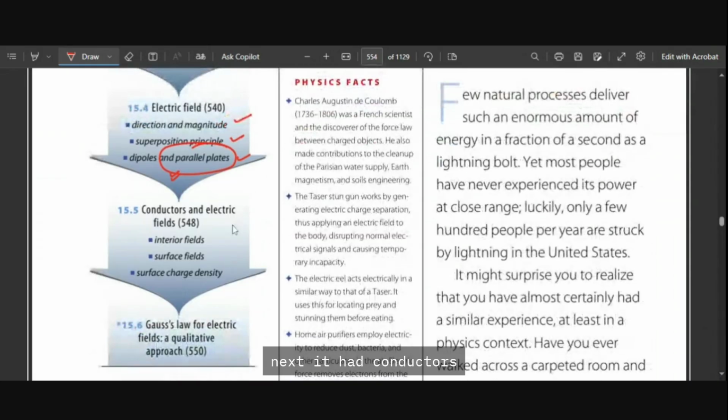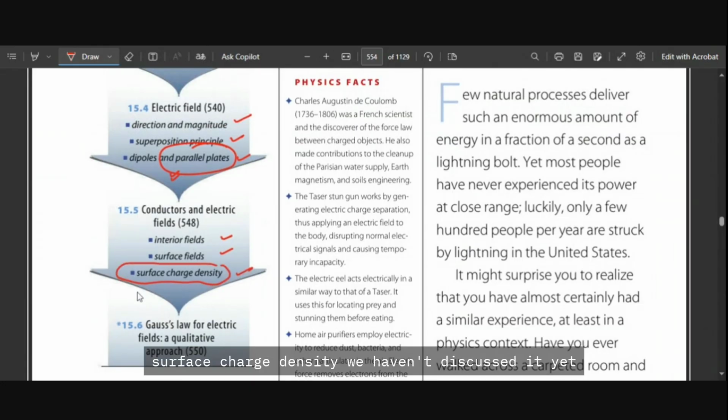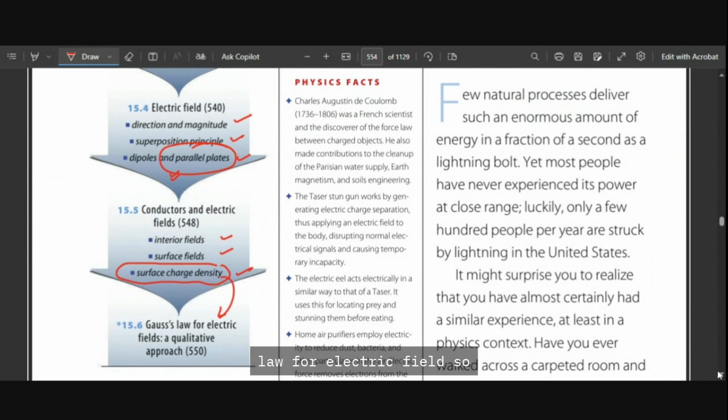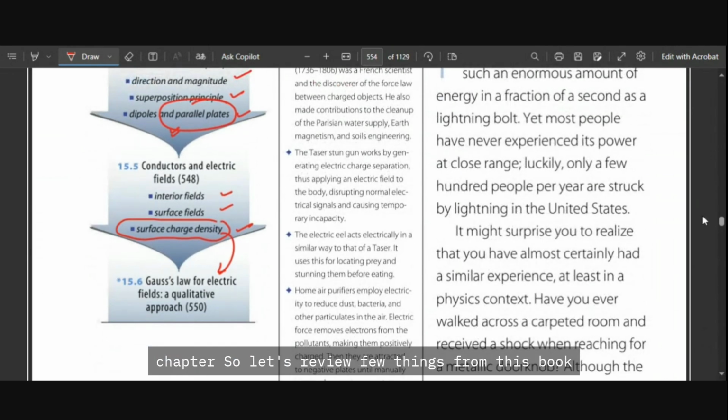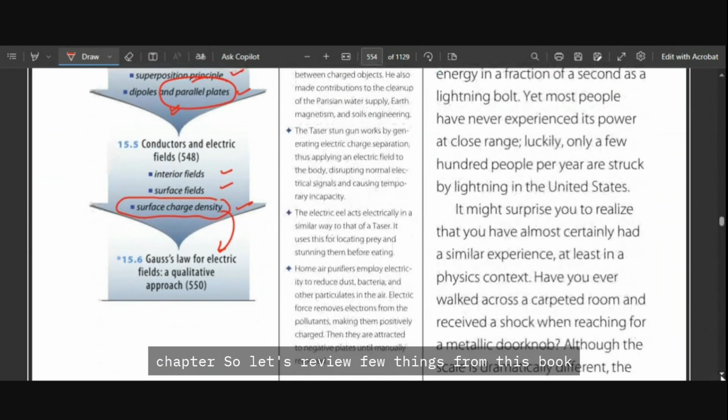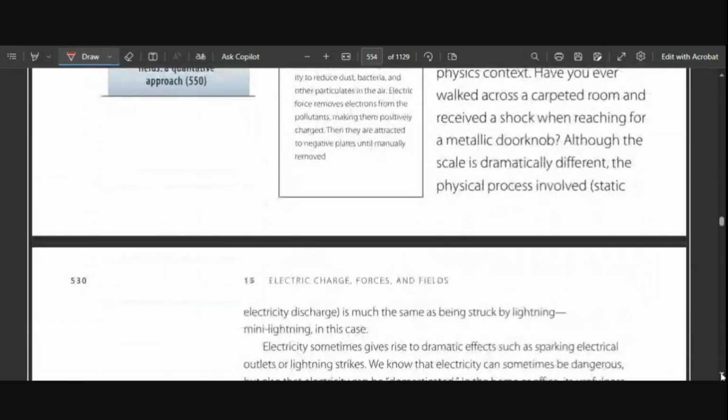Next, it had conductors and electric fields. We talked about interior field, surface field, and surface charge density. Again, this surface charge density we haven't discussed yet, and this is directly linked with the Gauss law for electric field, which is the last topic of this particular chapter. So let's review a few things from this book and we are good to go.